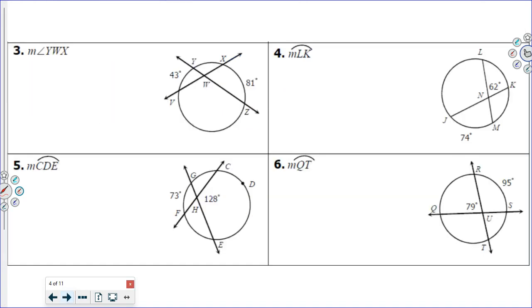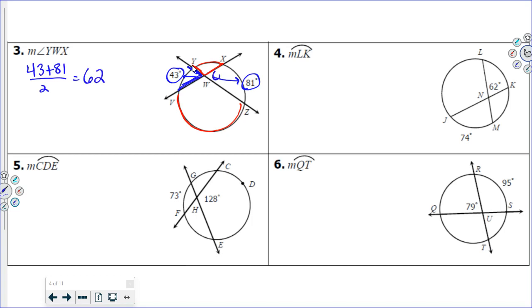Now, when you look at a question like the next one, like number 3, YWX is right here. We don't have information about this arc, and we also don't have information about this arc. So instead, my recommendation would be to find the angle that I'm outlining here in blue. I'm going to use the 43 and the 81. So I have 43 plus 81 divided by 2, which gets you a value of 62.